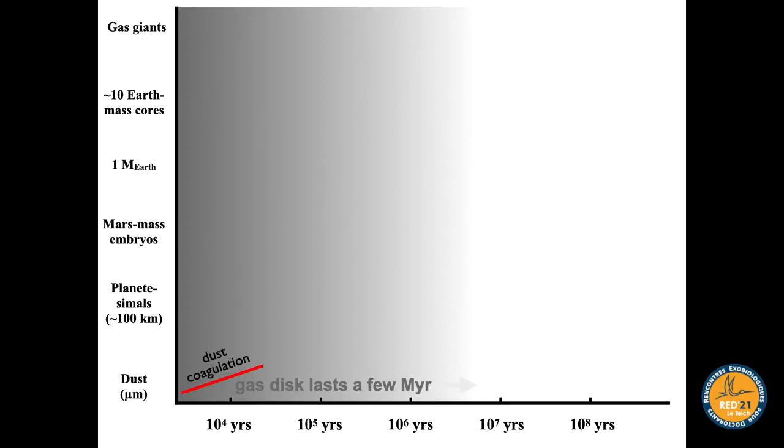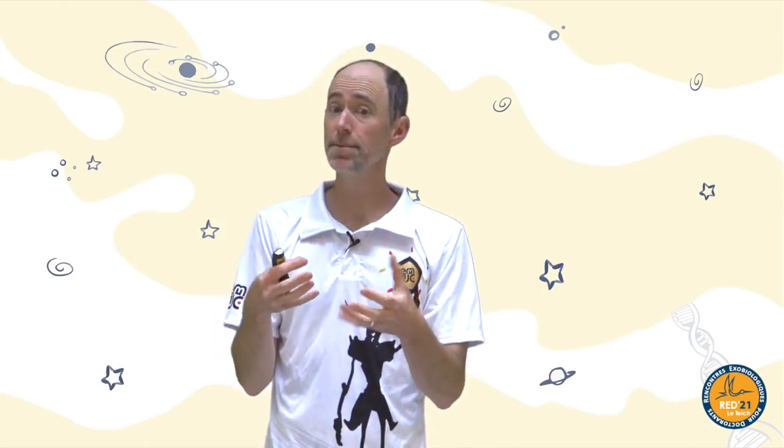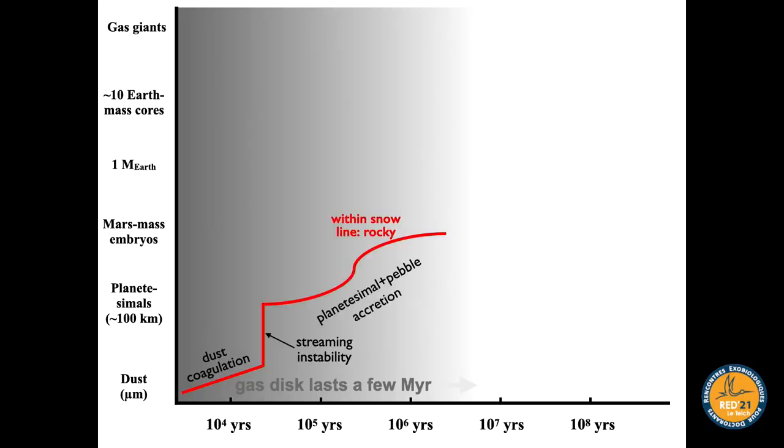Starting off from micron-sized dust grains, as we saw, they can stick together and grow up to pebble size, maybe millimeter or centimeter size. Then those pebbles can drift, they can clump in certain places and grow by the streaming instability into planetesimals. This is a key big jump in size, from millimeter or centimeter-sized things up to 100-kilometer scale planetesimals. Then planetesimals can continue to grow by bashing into each other and by grabbing onto some pebbles. That process is relatively slow among rocky things, where there's not as much stuff inside the snow line.